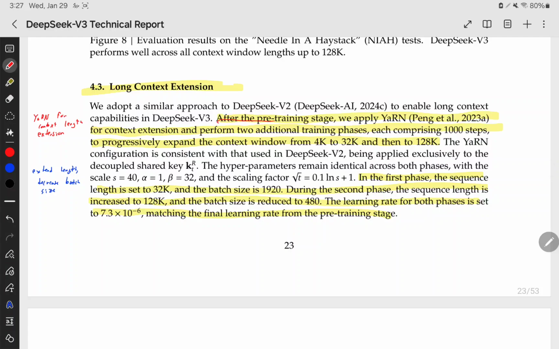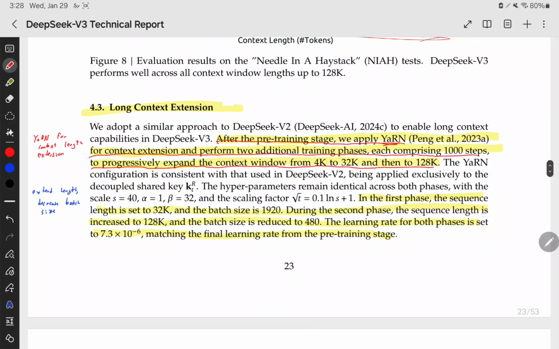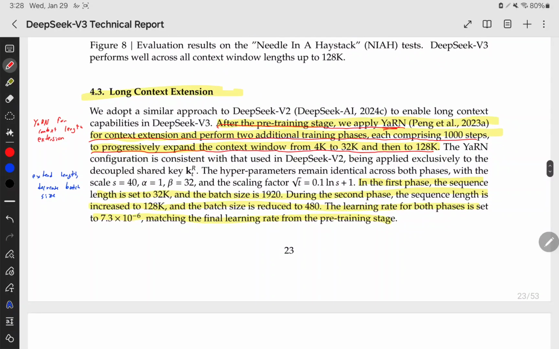They say here, after the pre-training stage, we apply YaRN. That's what they do. And they only apply that to the K part, which is the decoupled part that I mentioned above, for context extension, and perform 2 additional training phases, each comprising 1,000 steps to progressively expand the context window from 4K to 32K, and then from 32K to 128K. Oh, never mind. The initial context window is there. So obviously it works pretty well.